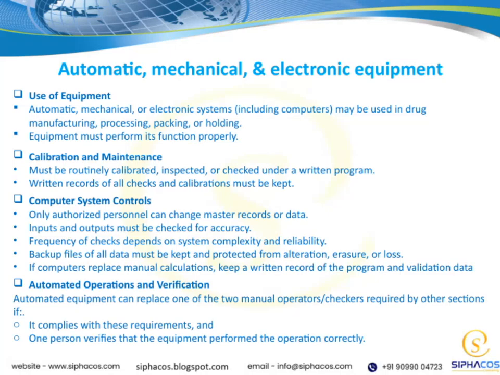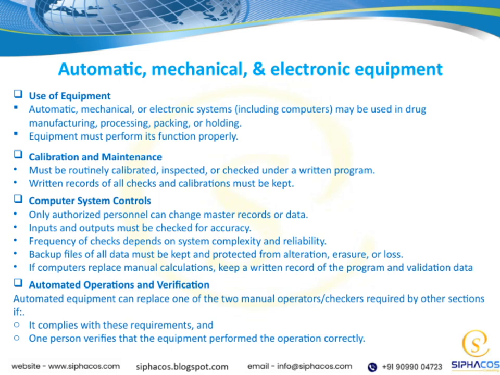Let's talk about the use of equipment in our manufacturing process. Automatic, mechanical, or electronic systems, including computers, are commonly used during drug manufacturing, processing, packing, and holding. The key here is that all equipment must perform its intended function properly to ensure quality and safety.